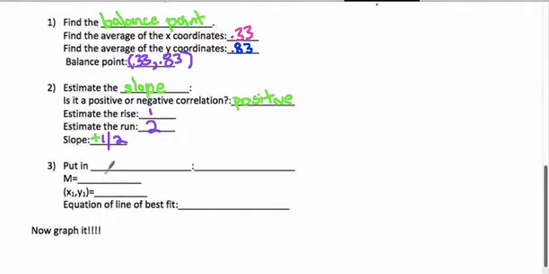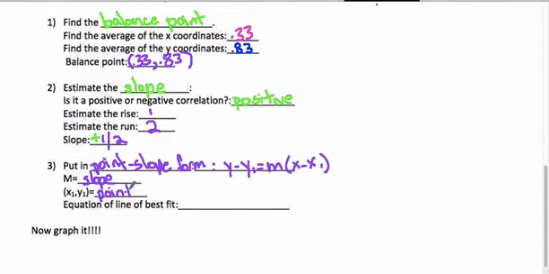My last step here to create the line is put it in point slope form. And recall that that's the form where we have y minus y1 equals m times x minus x1. And the reason it's called point slope form is because the m right here is your slope, and your x1 and your y1 is the point that you have, and in this case, it's our balance point.